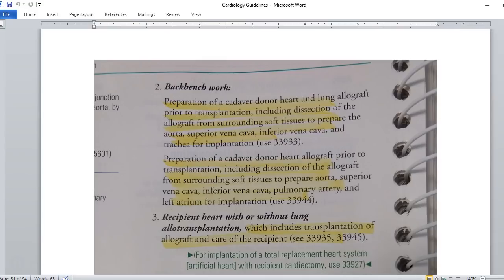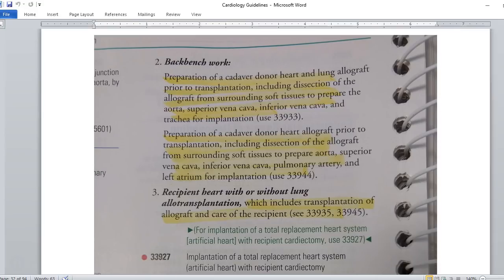Now, the preparation of the heart and lung, or just the heart, is basically making sure that the patient has exactly what they need. If there's any extra skin or fat that might have been attached to any connective tissue, they're going to trim that all off. That includes the dissection of the allograft from surrounding soft tissues to prepare like the aorta, superior vena cava, inferior vena cava, and trachea. Okay.